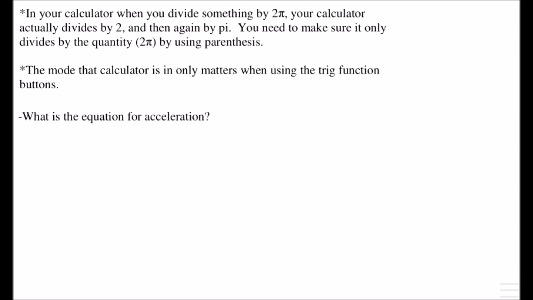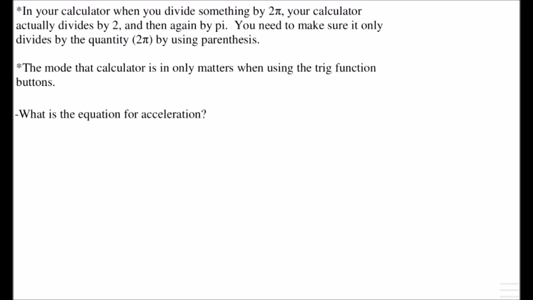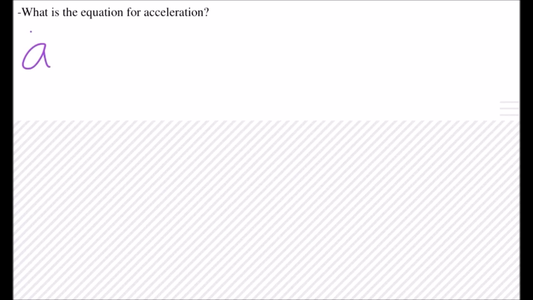All right, so here it just is telling you what I told you a second ago, that you need to put your 2 pi in parentheses. Now let's move on to acceleration. So it says, what is the equation for acceleration? I'm looking for the equation for average linear acceleration from way back in the day. What was the equation for the average acceleration?